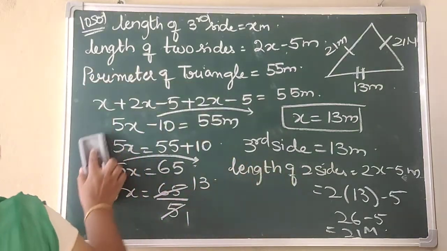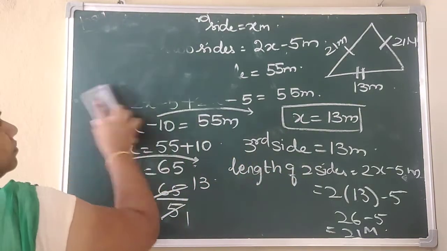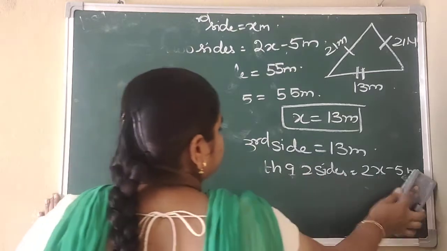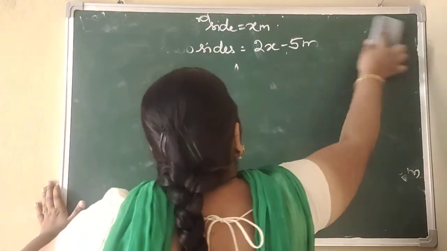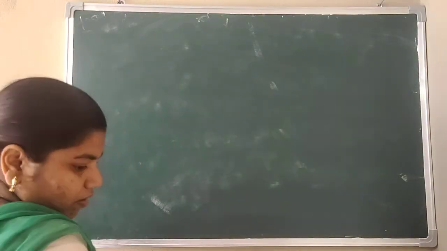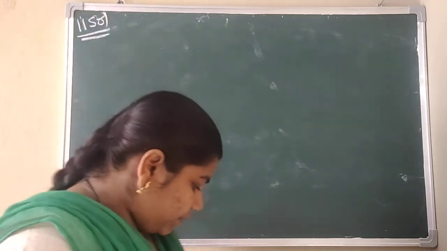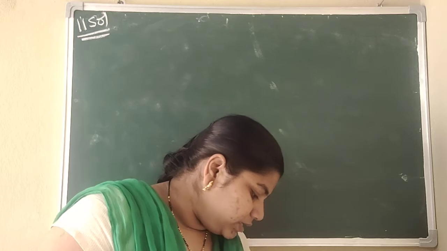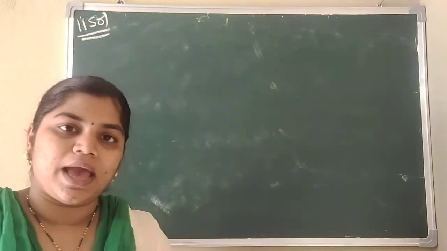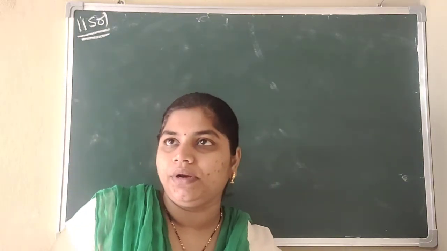So next one. So 11th question. So what is the 11th one? Two complementary angles differ by 12. Find the angles. What do you mean by complementary angles?